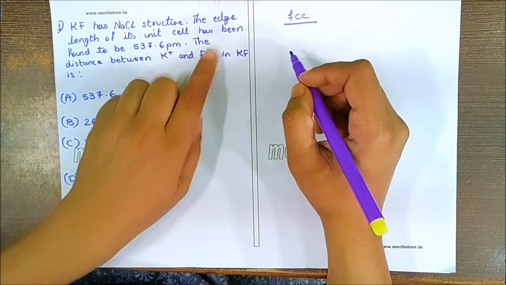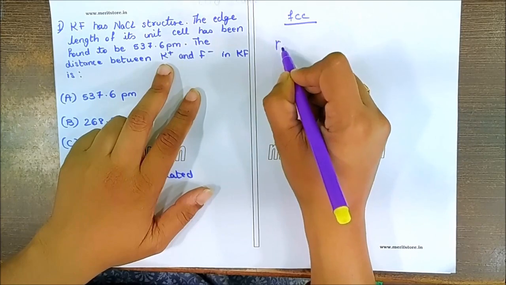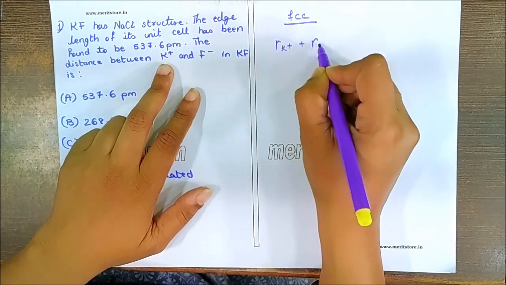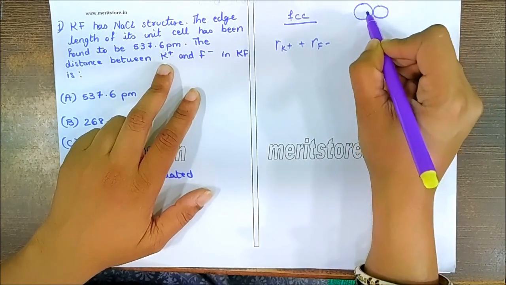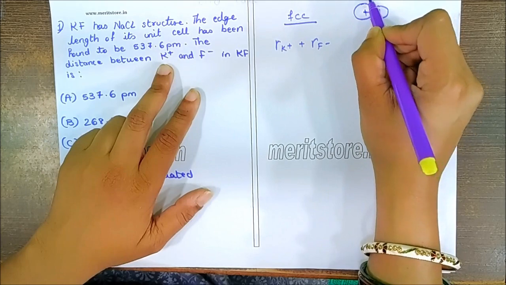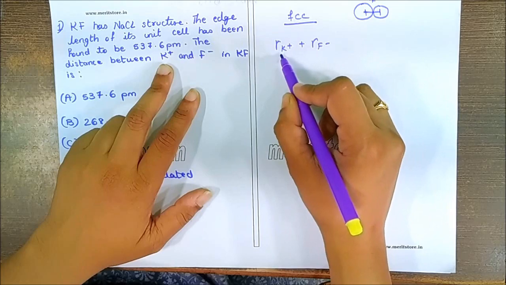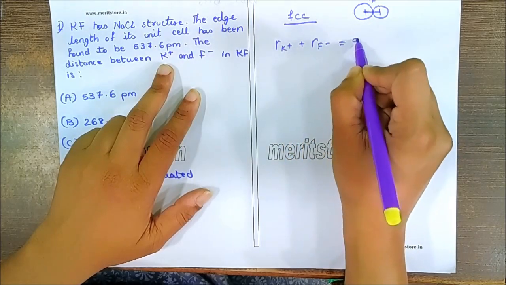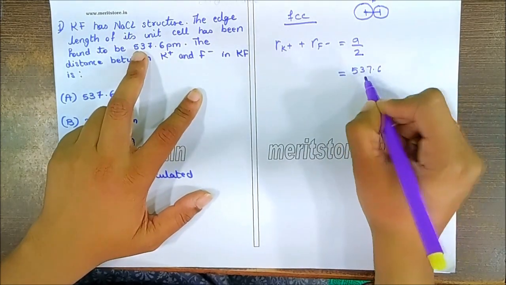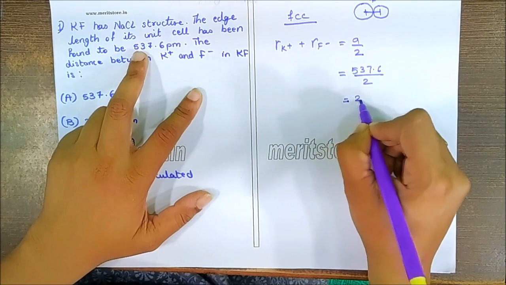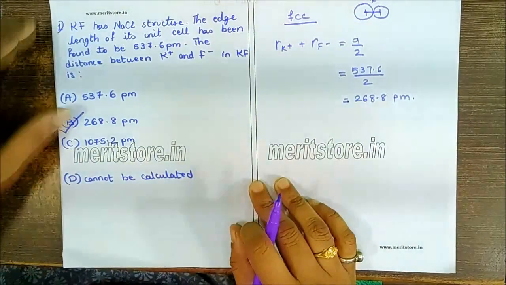Then related to its edge length and the distance between the K plus and F minus, that is the radius of K plus plus radius of F minus. If we have a K plus ion and an F minus ion, the distance between the two is the radius of K plus plus radius of F minus. We have FCC structure, so R of K plus plus R of F minus is equal to a by 2. A is given to us, that is 537.6 divided by 2, so that is 268.8 picometer. So our answer is option B.